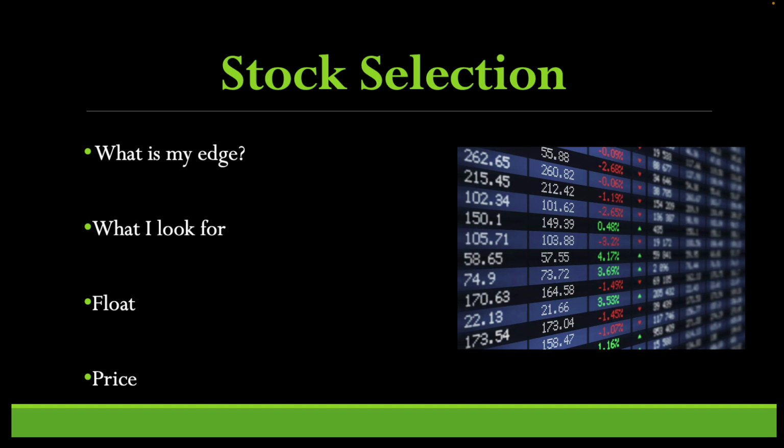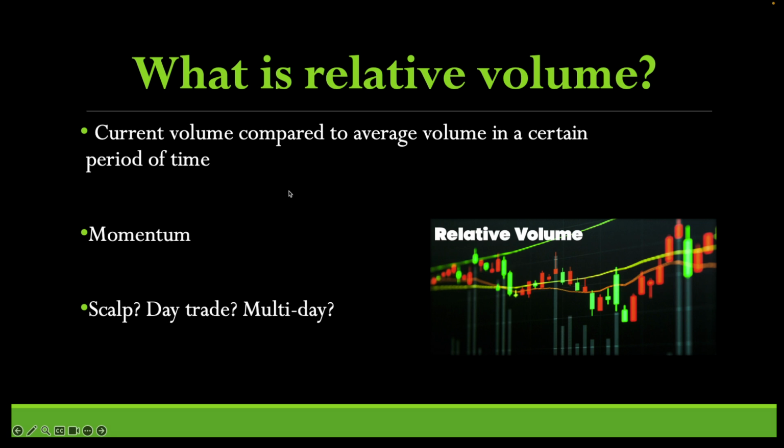Float is probably my number one criteria because I want the stock to give me momentum. Let's say the float is 100 million and the volume is 20 million. There is not a lot of momentum. Sometimes even if the float's 100 million and there's 200 million volume, the momentum will never be as much as, let's say, the float's 5 million and the volume 100 million. There will never really be as much because this is like 20 times more. So it's very important you understand your edge.